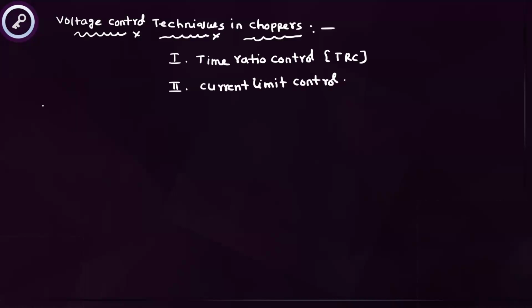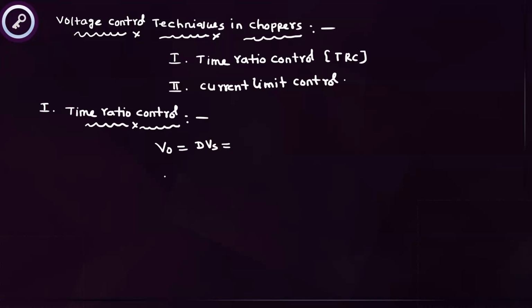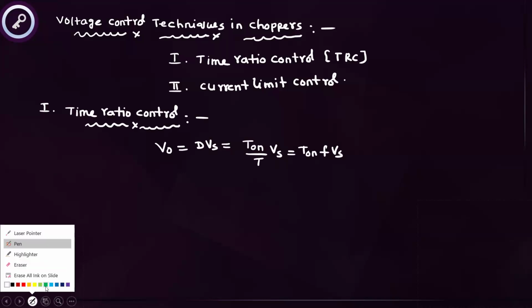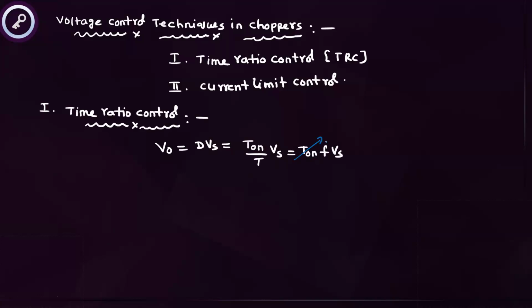Correct. Then what is the time ratio control? These time ratio control techniques are again two types. Friends, we know that V naught equals dVs in a step down chopper or buck regulator. How to write the duty cycle? T on by T into Vs, that is T on into F into Vs. That is how to control this output voltage: we can control the output voltage by controlling the on period or by controlling the frequency.